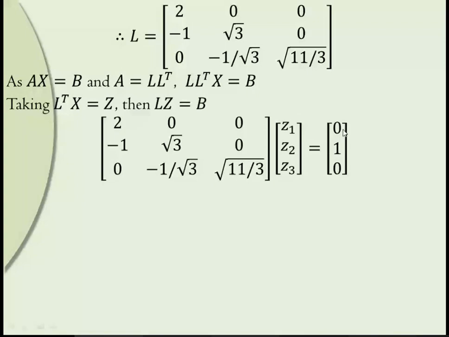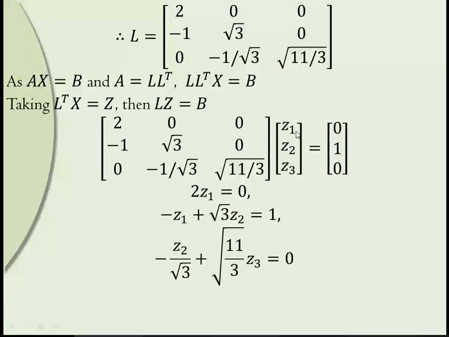That is 0, 1, 0. Now do the multiplication. First row into first column, second row into first column, third row into first column, and equate with 0, 1, and 0. We get 3 equations. And what are those 3 equations? 2 into Z1 plus 0 into Z2 plus 0 into Z3 equal to 0. -1 into Z1 plus root 3 into Z2 plus 0 into Z3 equal to the second element 1. And the last equation will be 0 into Z1 minus 1 by root 3 into Z2 plus root 11 by 3 into Z3 equal to 0.